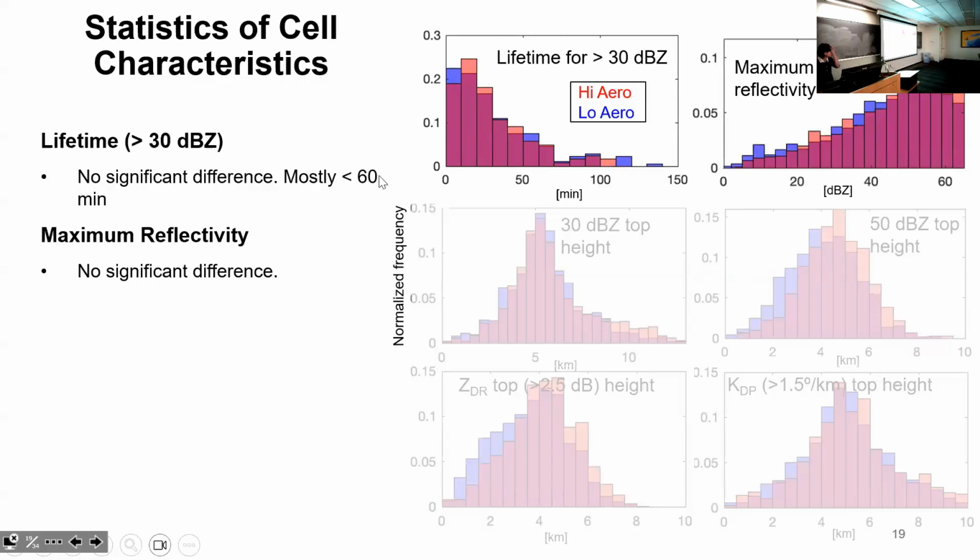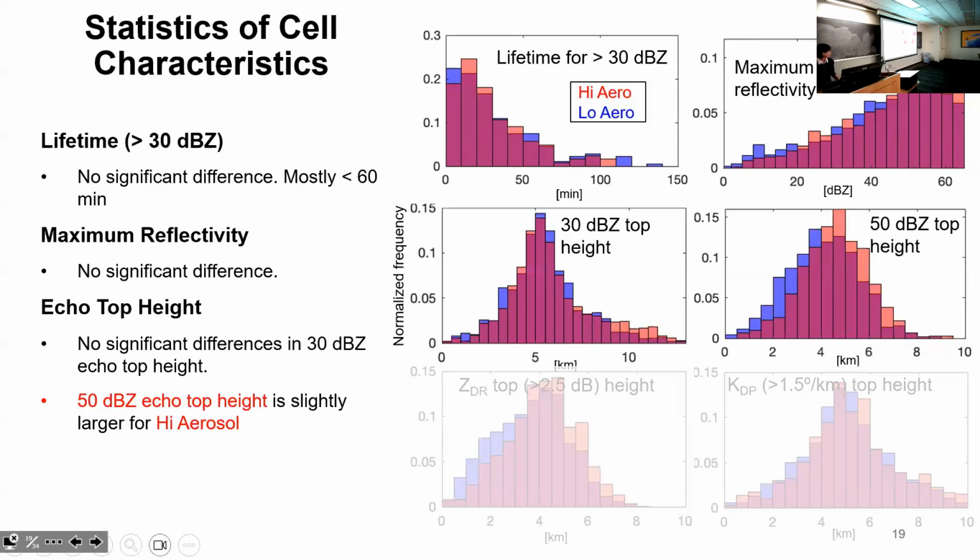Maximum reflectivity, no significant difference. Some convective cells have a stronger reflectivity for high aerosol environment, but it's basically almost the same distribution. These are echo top height, 30 dBZ echo top height and 50 dBZ echo top height. No significant difference in 30 dBZ echo top height, but 50 dBZ echo top height is slightly higher for high aerosol environment, as you can see here.